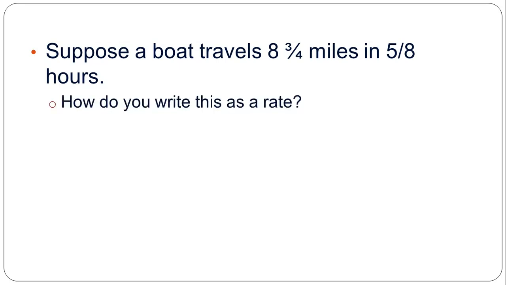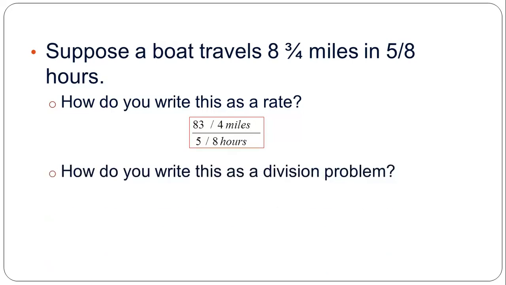How do you write this as a rate? So 8 3/4 miles over 5/8 hours. How do you write this as a division problem? Siyempre, mixed fraction iyon, 8 3/4 divided by 5/8.